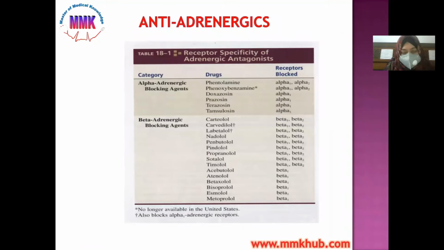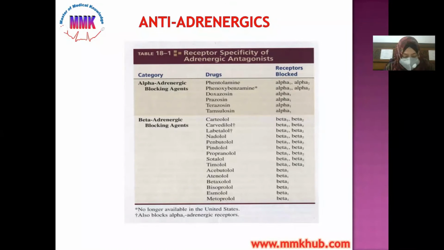Here you can see that there are two types of anti-adrenergic drugs. As we studied in the last class, there are alpha receptors and beta receptors on the postsynaptic membrane. So when we study adrenergic antagonists, the drugs will work on both receptors. Drugs which are alpha antagonists are again of two types: either selective alpha blockers or non-selective alpha blockers.